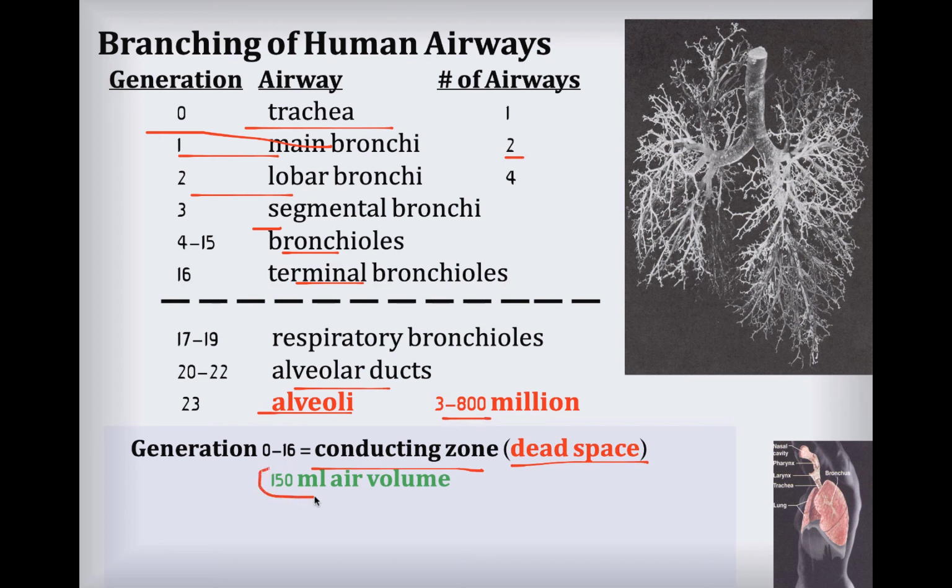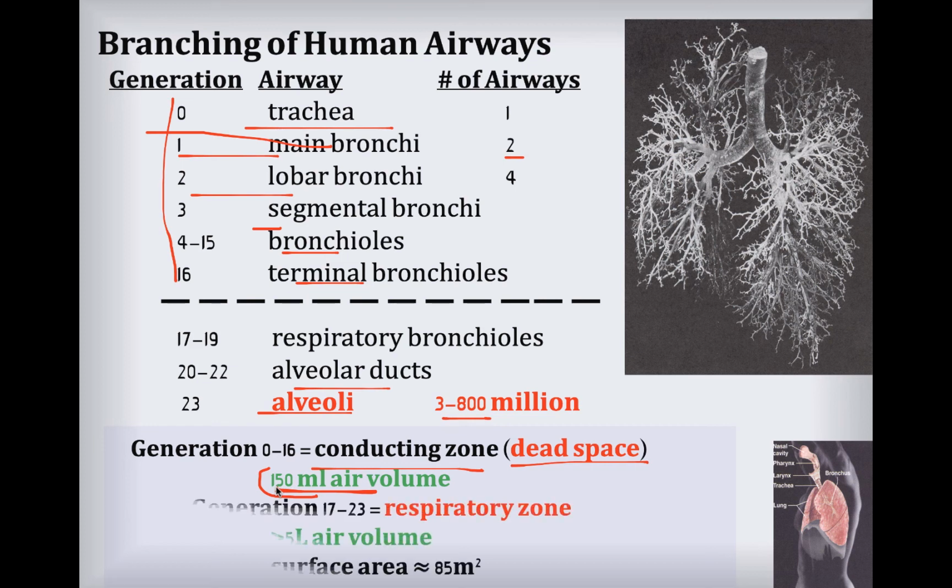An interesting thing here is to look. Generation 0 to 16 only has a volume of 150 milliliters. Relatively small, not even 0.2 of a liter. Look at generation 17 to 23. This is where gas exchange occurs. The respiratory zone has greater than 5 liters of volume. Look at the comparison. Now, if we could take all of this and flatten it out, we'd have a surface area of about 85 square meters, which is roughly 1/2 of a tennis court. A lot of area, okay?